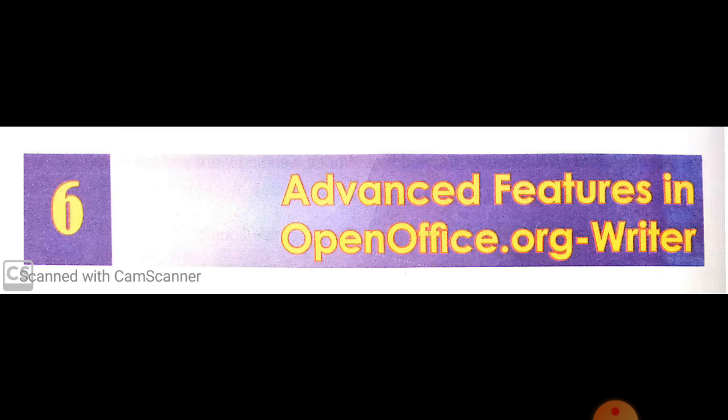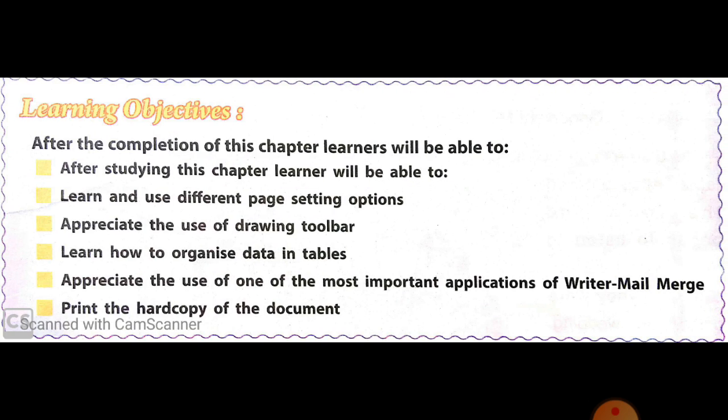In this chapter, we will discuss the following topics: the use of different page settings options, the use of the drawing toolbar, how to organize data in tables, the use of mail merge, and lastly, how to take the printout of a document as a hard copy.